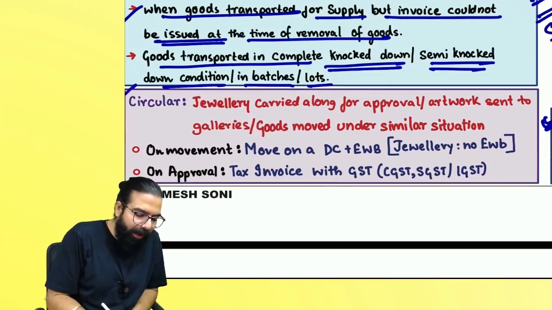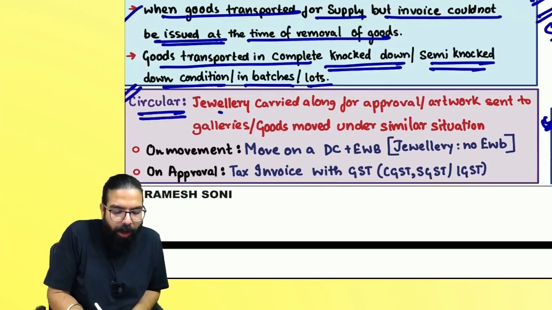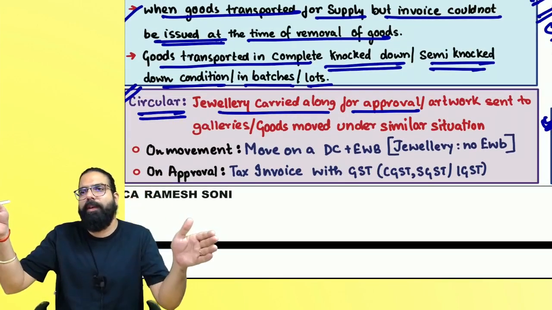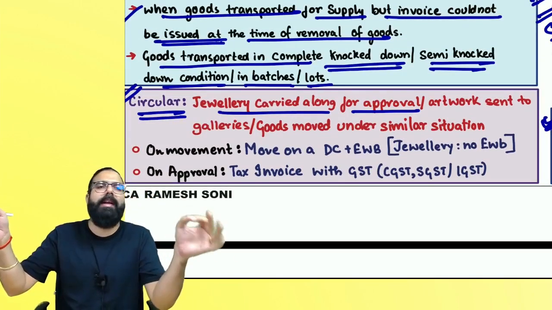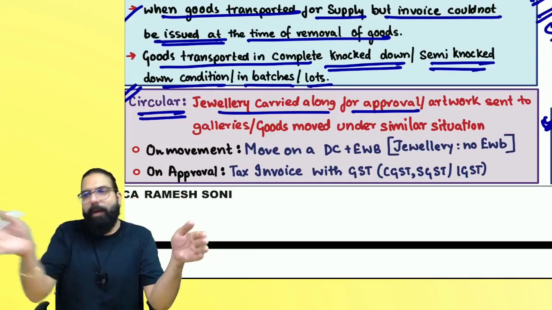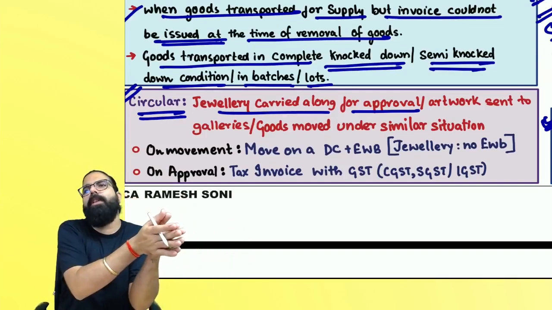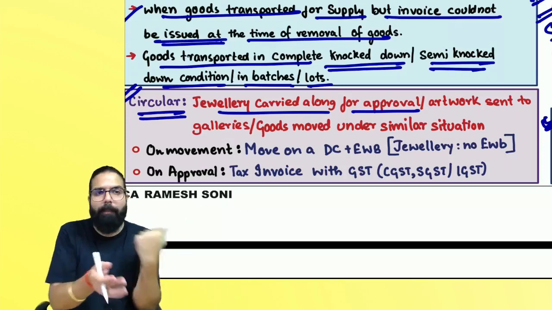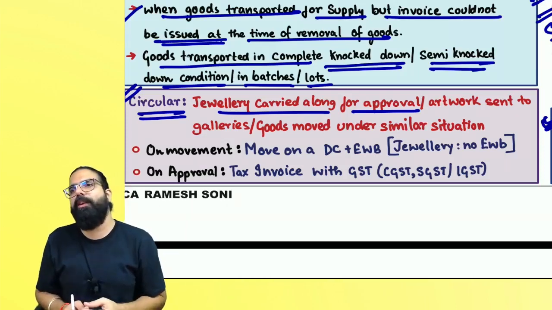The next one over here is a circular which talks about jewelry carried along for approval. If I am taking jewelry from one state to another state for approval, you don't have to take any CTP registration in the other state. When you're taking and going, at that time you can move on the basis of delivery challan. When the sale fructifies, basically the person buys it, at that time you can go ahead and issue the invoice.